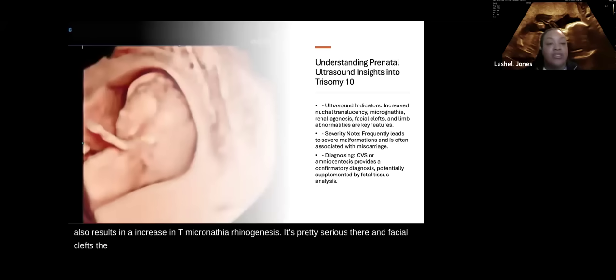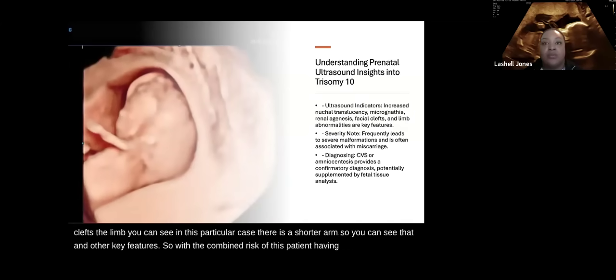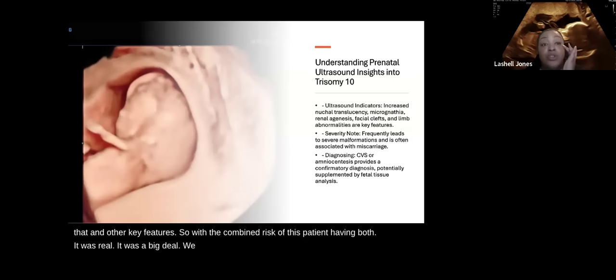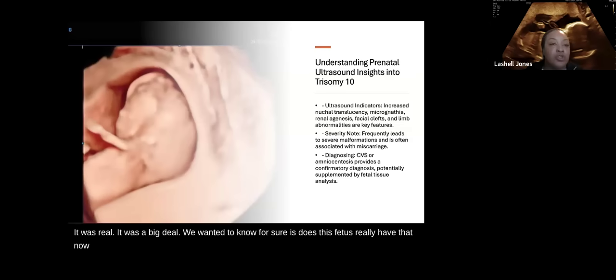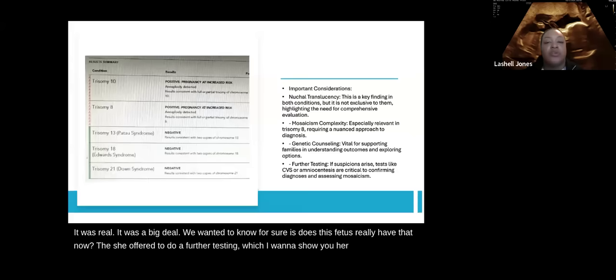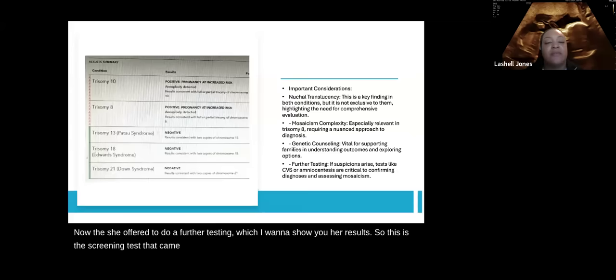The limb, you can see in this particular case, there is a shorter arm, so you can see that, and other key features. So with the combined risk of this patient having both, it was a big deal. We wanted to know for sure, does this fetus really have that? Now she offered to do further testing, which I want to show you her results. So this is the screening test that came back. Take a look at that.